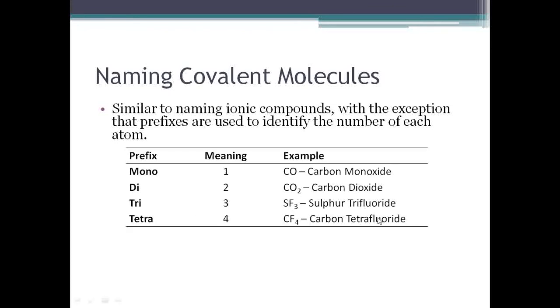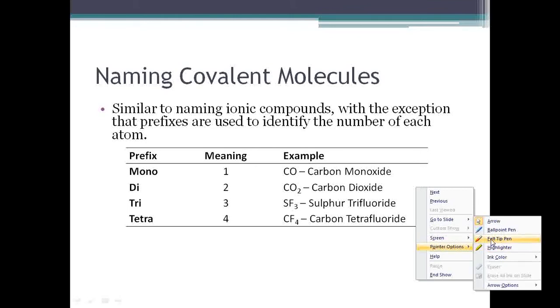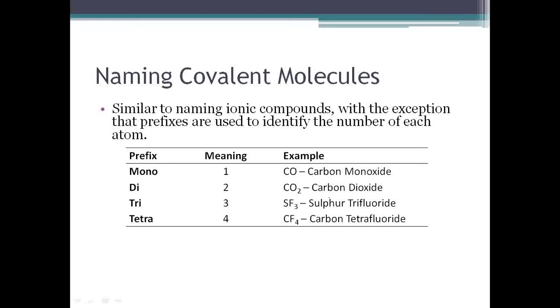So here they go. For example, if I'm talking about this compound here, let me get out my handy dandy felt tip pen. I'm going to use red this time. Aren't I a radical? So if I look at this compound here, carbon monoxide, why is it carbon monoxide? Because I've got carbon with one oxygen only. So it's mono, being one, of course.